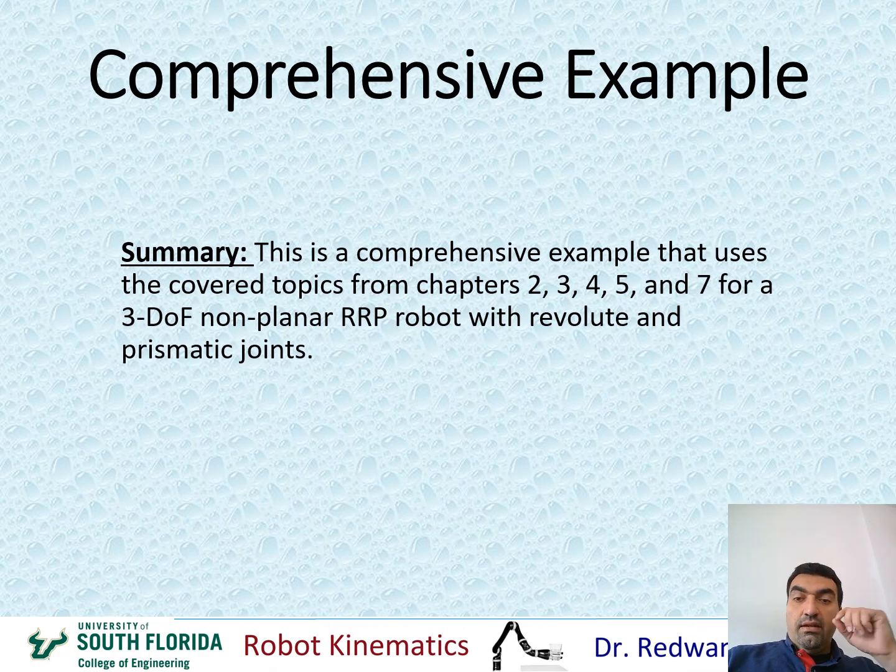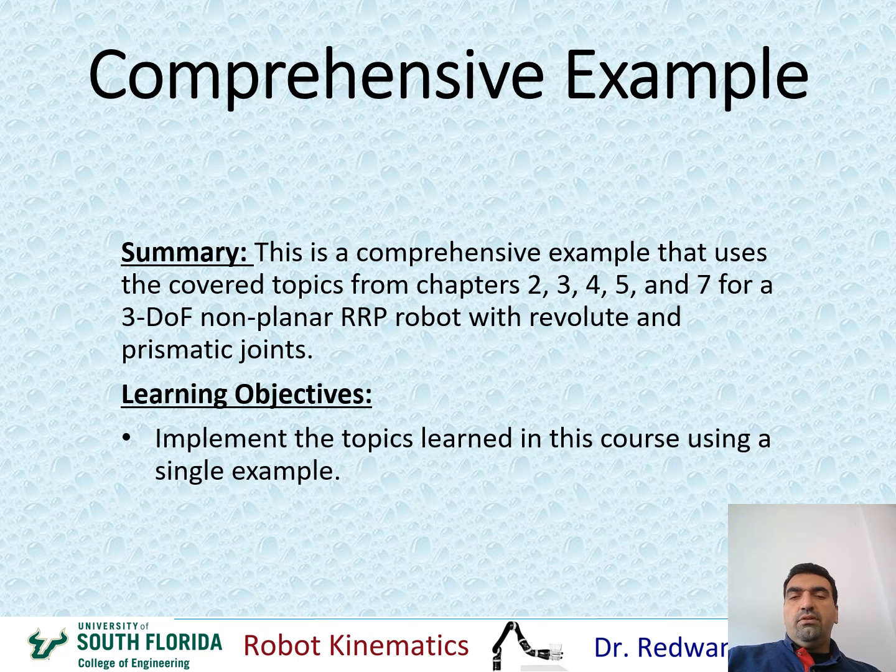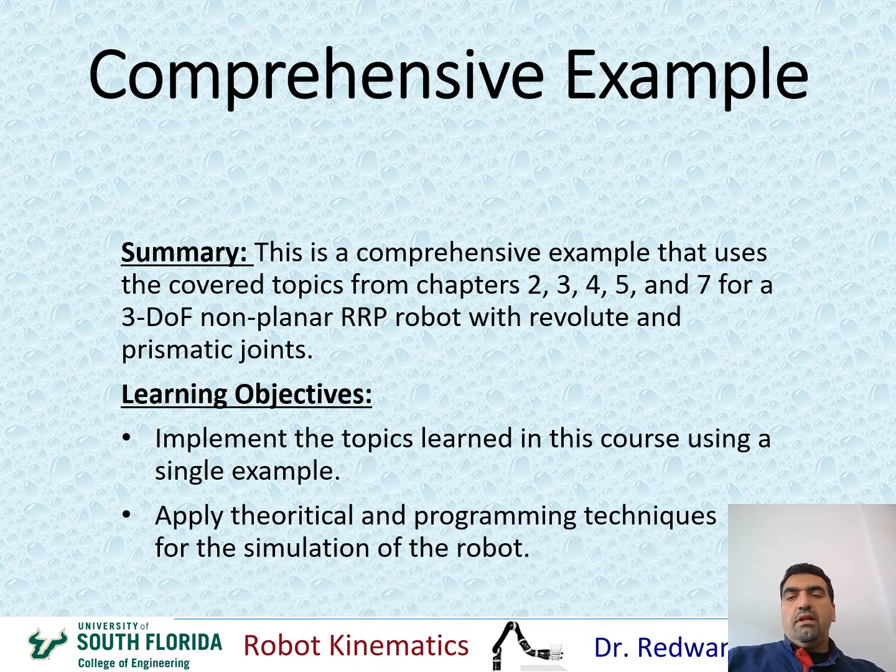So we're going to look at a 3 degree of freedom non-planar robot. So this will be out of the plane, and it includes 2 revolute joints and 1 prismatic joint. We're going to be going through learning how to use all the techniques to solve this problem. And then we're going to also look at theoretical and programming techniques that we're going to talk about in terms of simulation and how we can make the simulation.